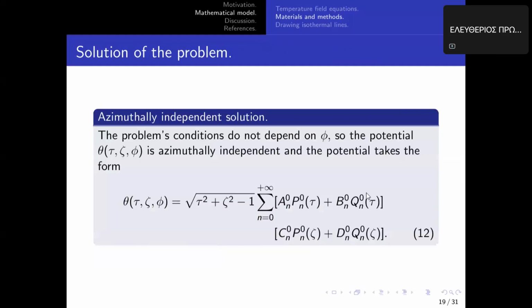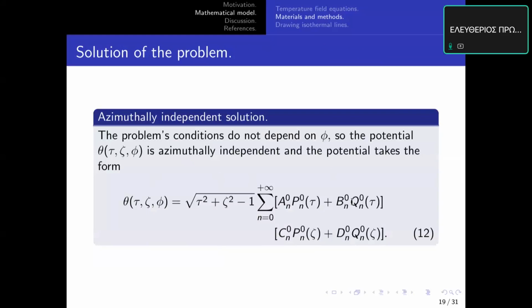And let's start solving the problem. If we recall the conditions of our problem, they do not depend on phi. So the potential theta is azimuthally independent, and the potential takes this form. This form is as if we have put m equals 0.